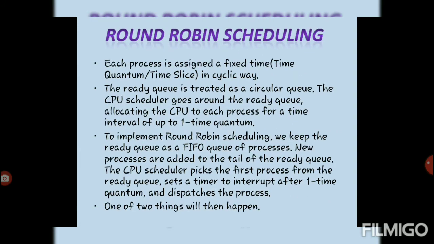Then round robin scheduling. Round robin will keep a time quantum for every process. For example, if 4 processes are waiting, all the 4 processes will be given one time quantum. That time quantum may be 1 minute or 1 second or 2 seconds, maybe anything. But the time quantum is fixed for all the processes. If the time quantum is 1 second, process 1 will be given 1 second.